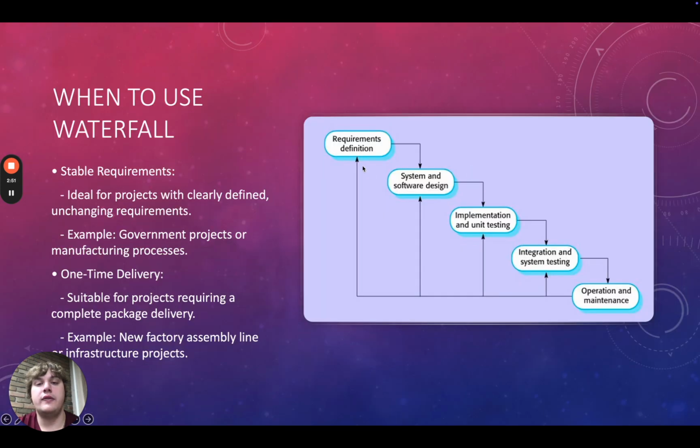So, when is Waterfall a good choice? When there are stable requirements. If the project has clearly defined and unchanging requirements, Waterfall is ideal. For instance, government projects or manufacturing processes often use Waterfall because they rely on strict compliance and documentation. Another case is one-time delivery. Waterfall works well when the product must be delivered as a complete package, like a new factory assembly line or a physical infrastructure project.